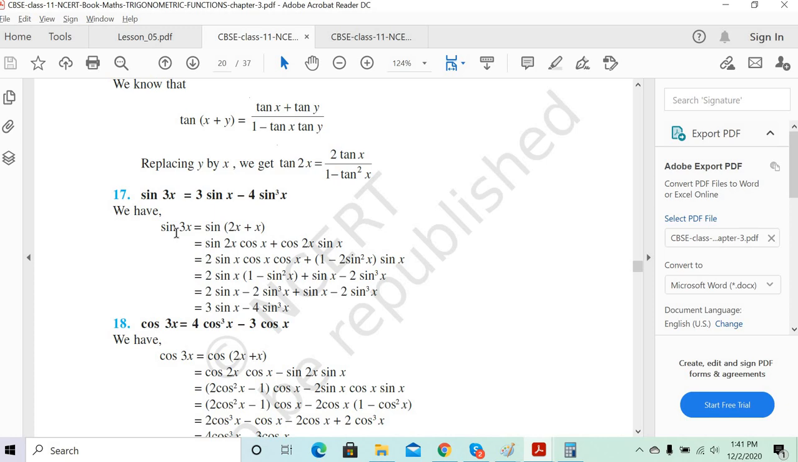Okay, sir. Try it out. Sin 3x can be represented as sin of 2x plus x. Here a is 2x and b is x. Yes. And apply the sin a plus b formula. Okay, sir. Do that now and express everything in terms of sin only.